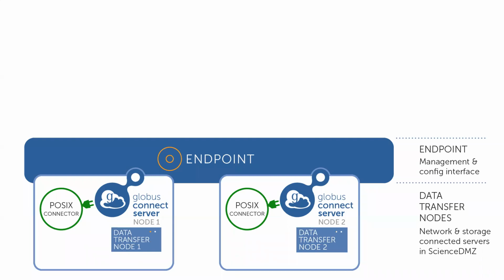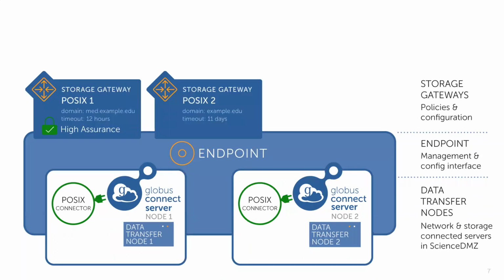You add in the connector of choice. It comes with the POSIX as a default connector, but we can also support other ones. And then you create these constructs called storage gateways. These are essentially logical constructs, again, in the Globus ecosystem that allows you to set up policy and configuration.